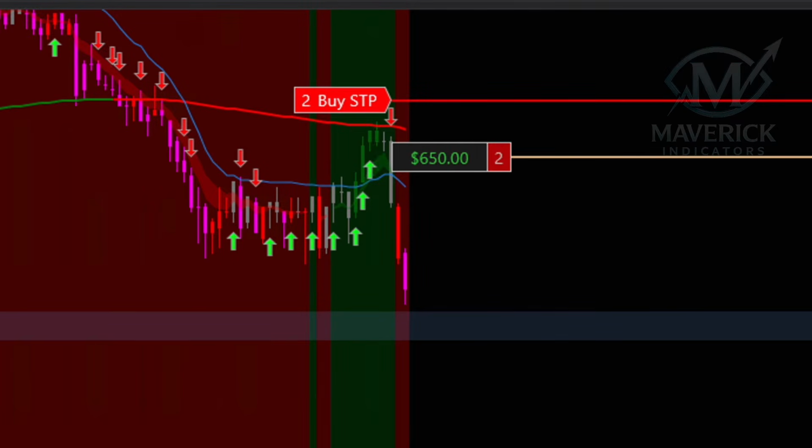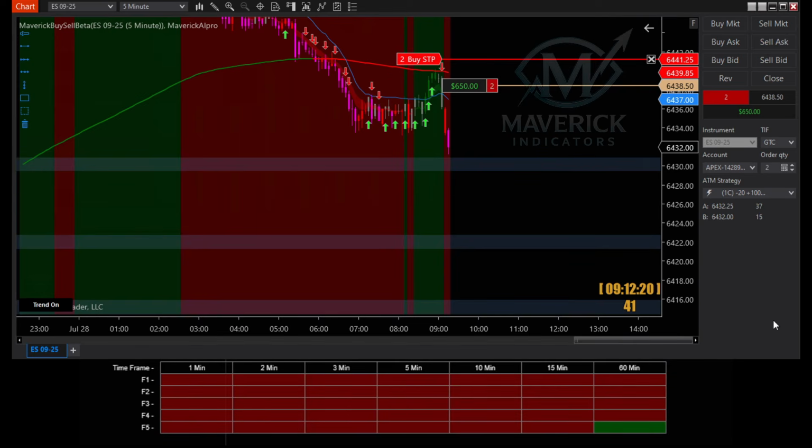Indicators here. We are on the 5-minute of ES. What are we doing today? We're going to pass an eval account. We're going to pass an Apex funding eval account. Hopefully we can do it all in one day. It all depends on what the market gives us.